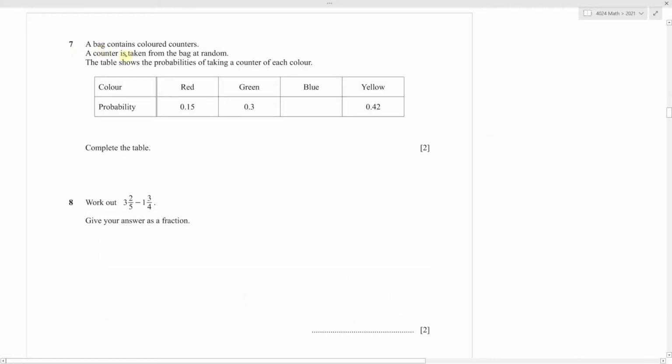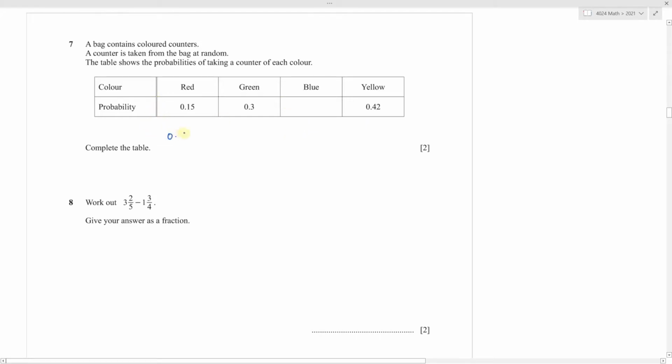Question number 7 is a bag contains colored counters. A counter is taken from the bag at random. The table shows the probabilities of taking a counter of each color. So you have colors in the first row and the probability of taking out each color in the second row here. Complete the table. So the missing probability is for the color blue. And we know that the sum of all probabilities should be equal to 1.